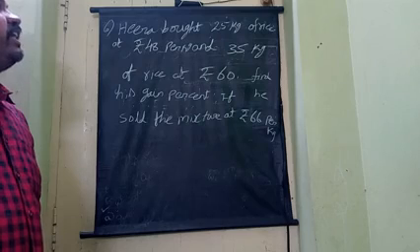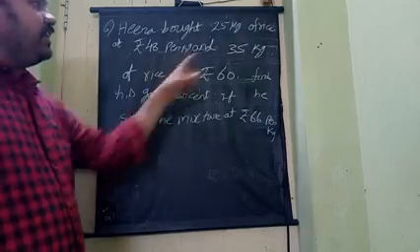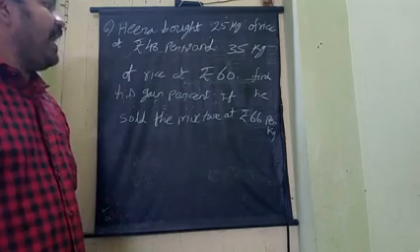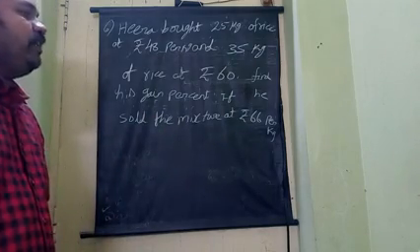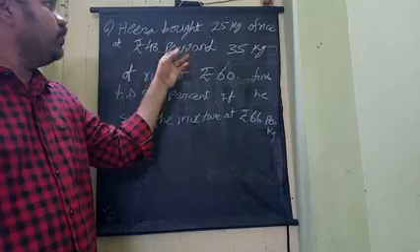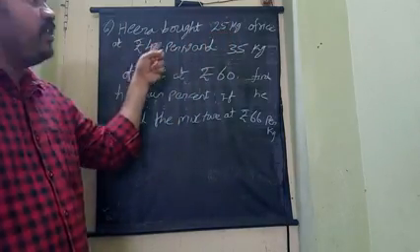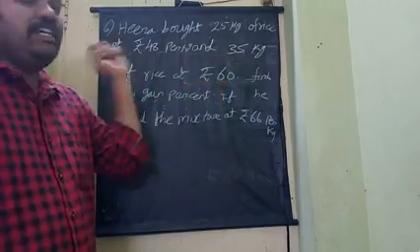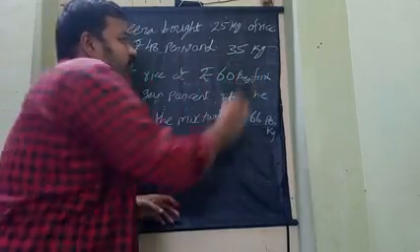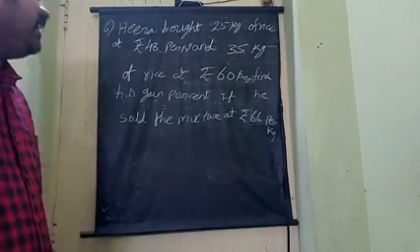Hira bought 25 kgs of rice at 48 rupees per kg and 35 kgs of rice at 60 rupees per kg. Find his gain percent if he sold the mixture at 66 rupees per kg. He bought 25 kgs of rice, and also 35 kgs of rice. The 25 kgs rice cost is 48 per kg and the 35 kgs rice cost is 60 rupees per kg.